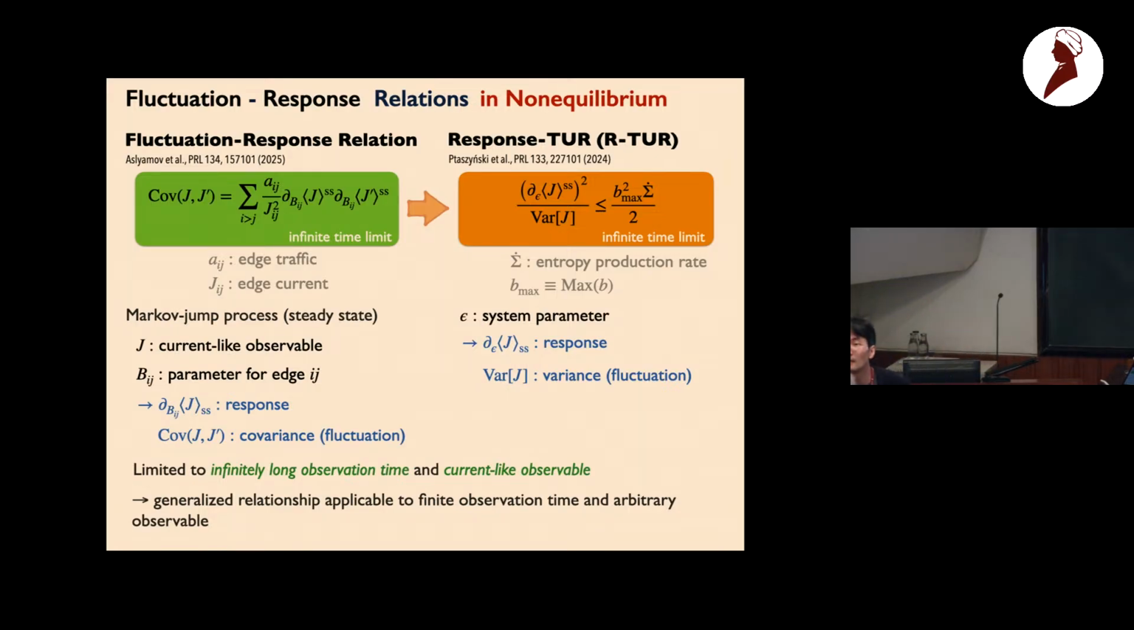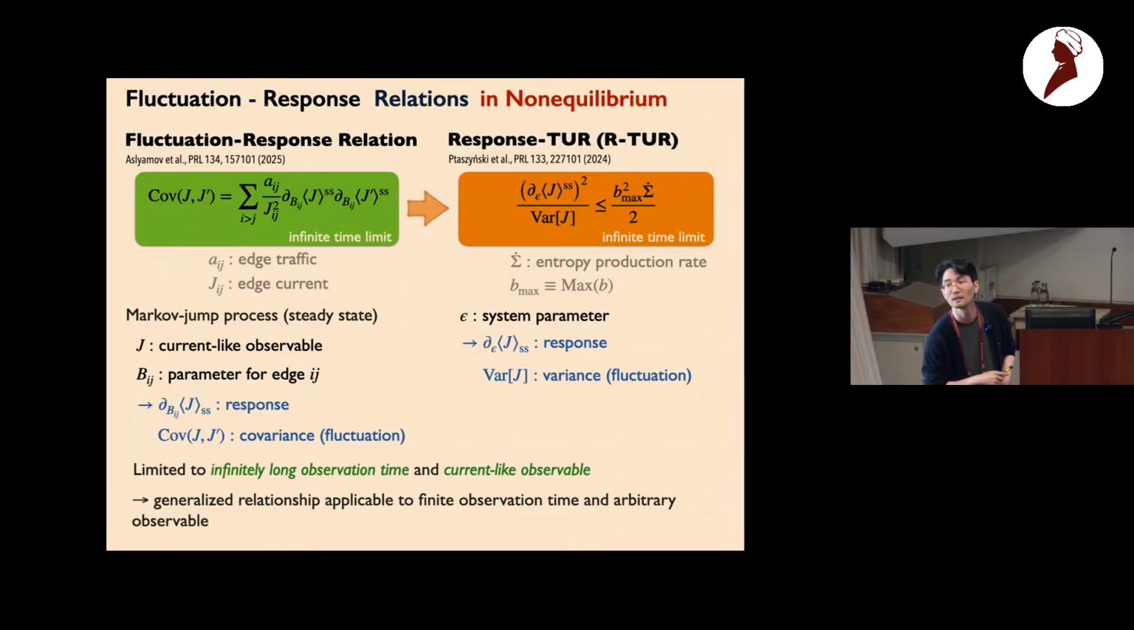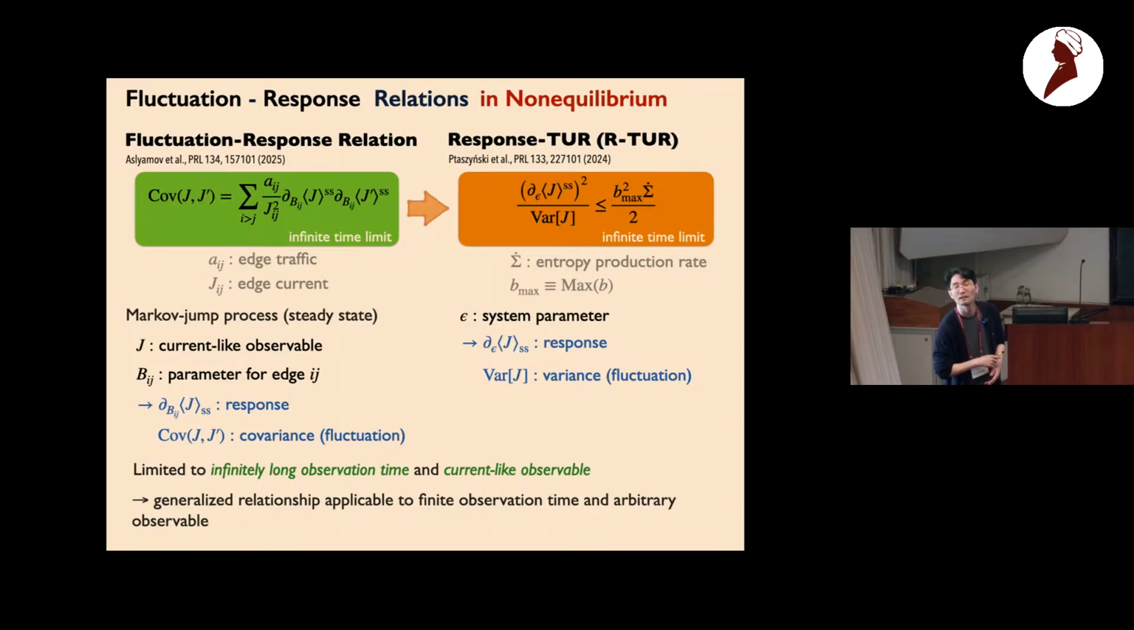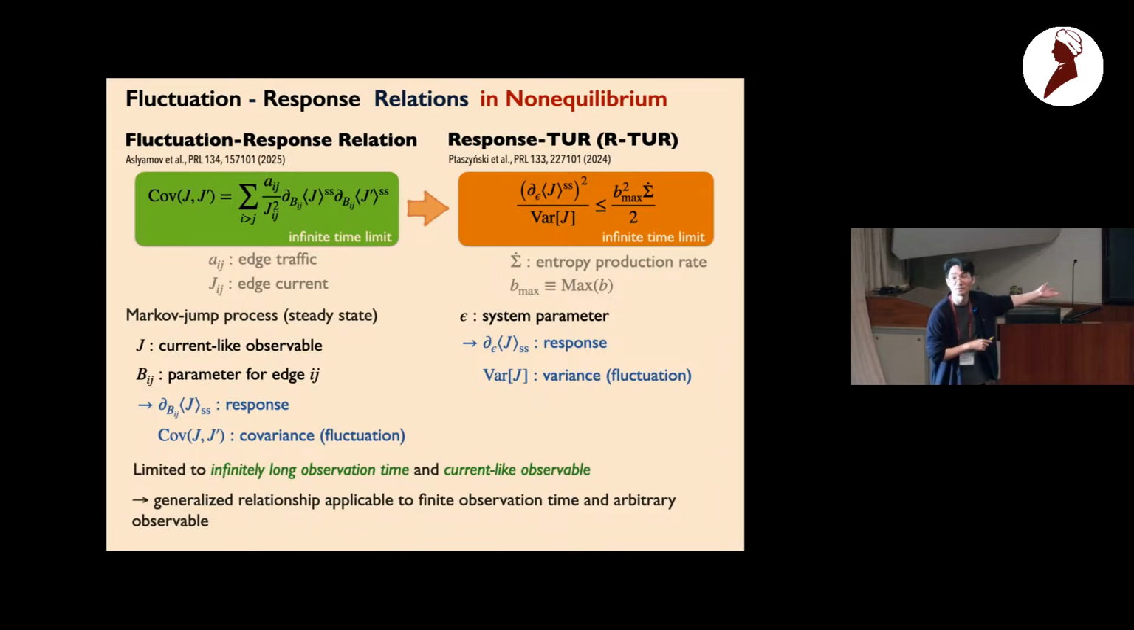Sorry? Covariance. I mean, this covariance is calculated in the steady state. And I will explain what this perturbation is a little bit later. And these derivatives are computed with Bij 0, like in the equilibrium case? It should not be 0, but it can be any number. Yeah, it can be any number. You will see what it is.